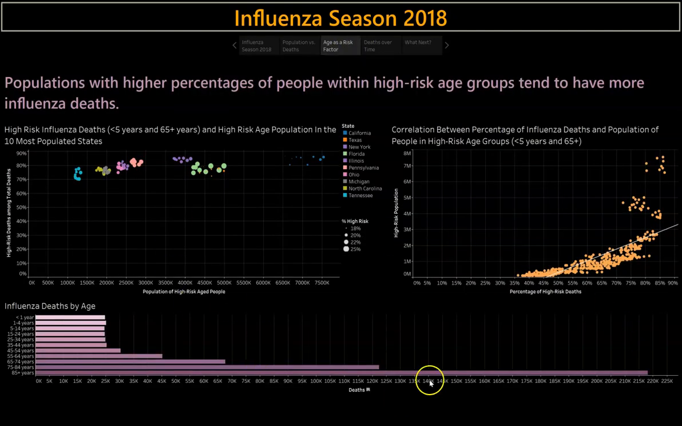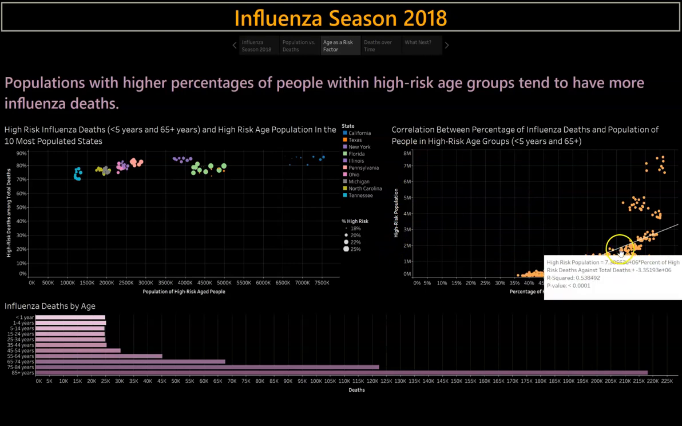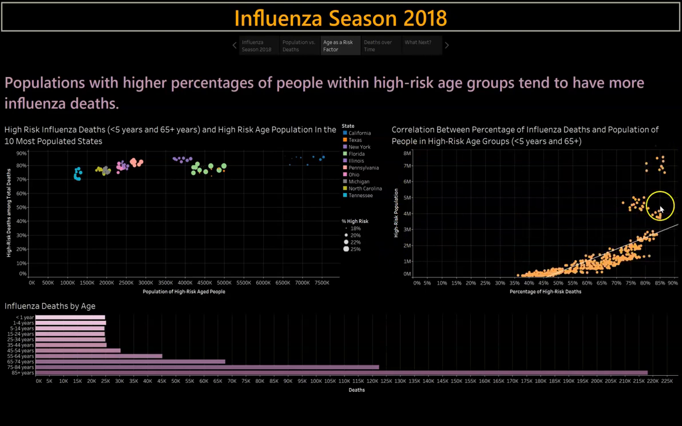Right here, I have 3 different visualizations. Right here on the right, we have the percentage of high-risk deaths versus the high-risk population. So this does not include anyone outside of those high-risk age groups. You can see a higher high-risk population is correlated with more high-risk deaths. This trend line here shows that the higher the population, the more deaths there will tend to be.